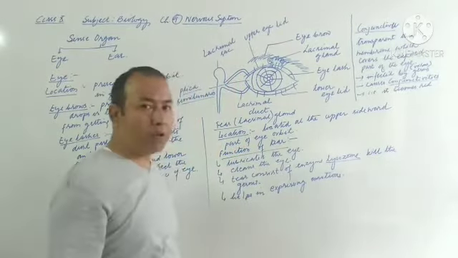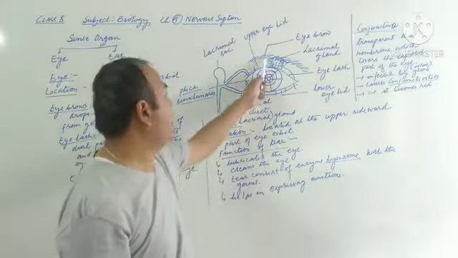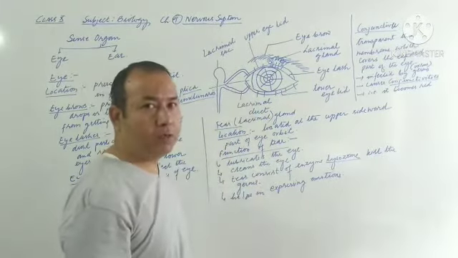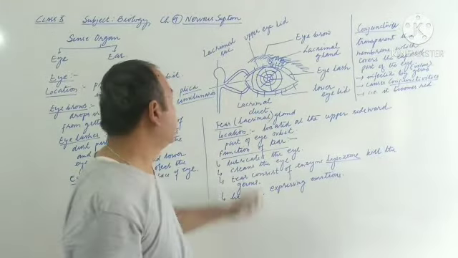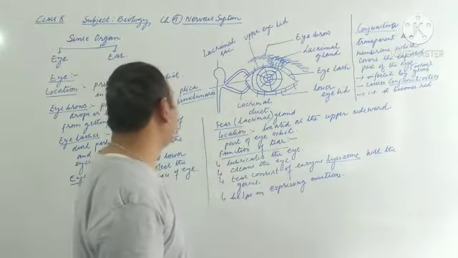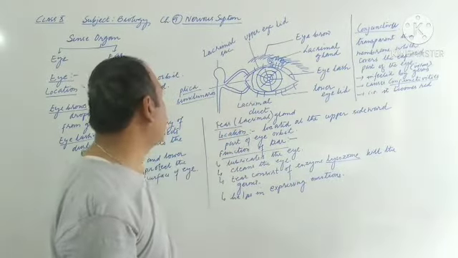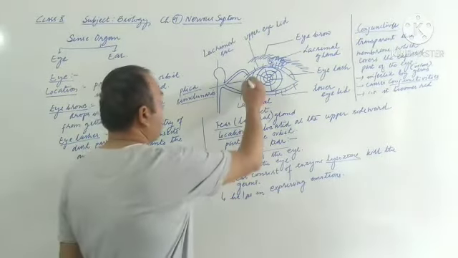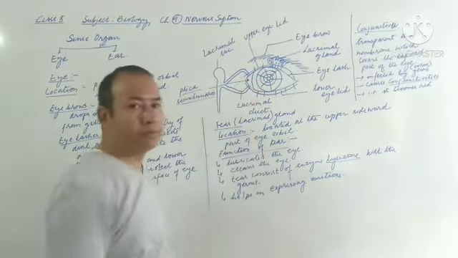Then again, one more important thing, let me tell you. We have two eyelids. The third eyelid is also present, but it is rudimentary or functionless. It is in reduced form. This third eyelid is called plica semilunaris. Here you may find a small hole also.